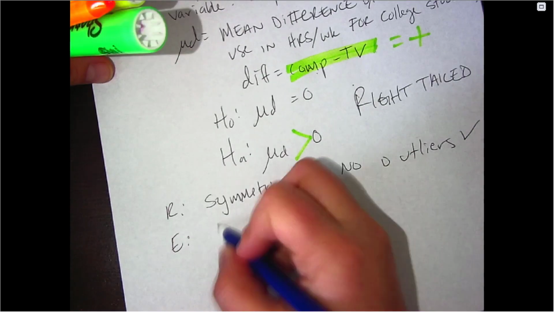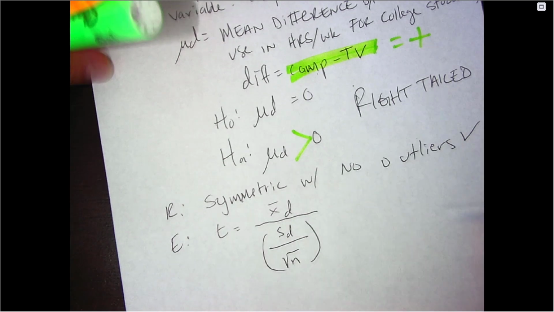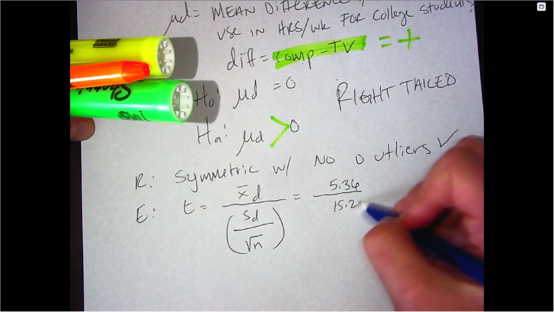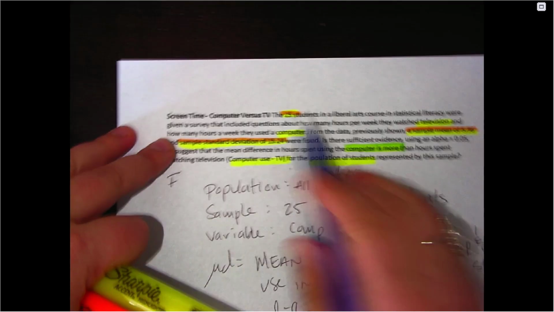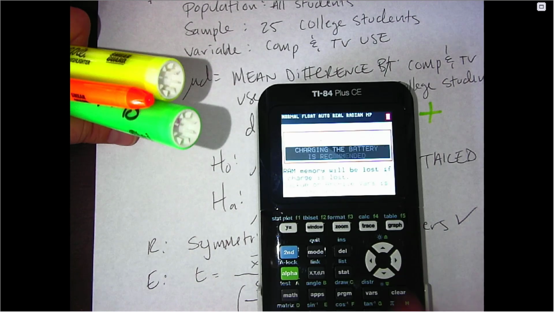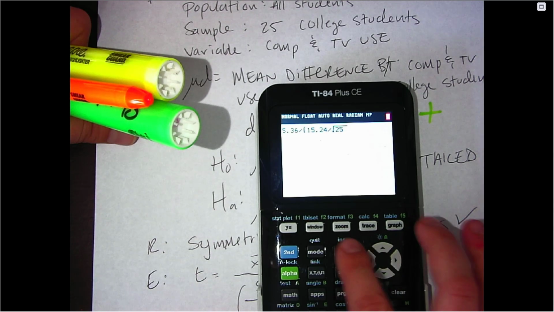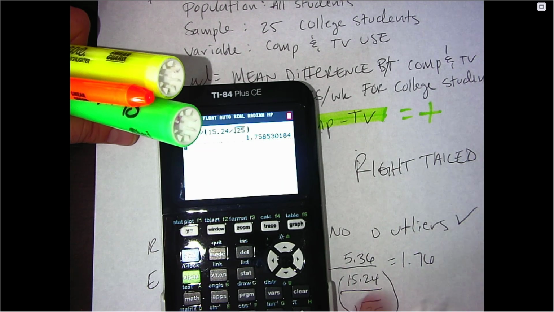So remember that in the E, we start with our test statistic, and the test statistic formula is x bar sub d over s sub d over the square root of n. So here, plugging in those values, I'm told from the problem that 5.36 is my sample mean, so that's x bar sub d. 15.24 was my standard deviation, and then we had a sample size of 25. Okay, so I'm going to plug all of that in using the 5.36 as my numerator, and then I'll put parentheses around the bottom portion or my denominator. There we go. And I come up with a test statistic of 1.76. So that's sufficient for that.